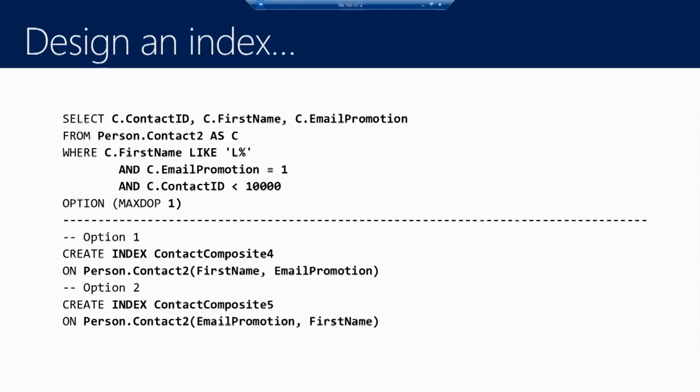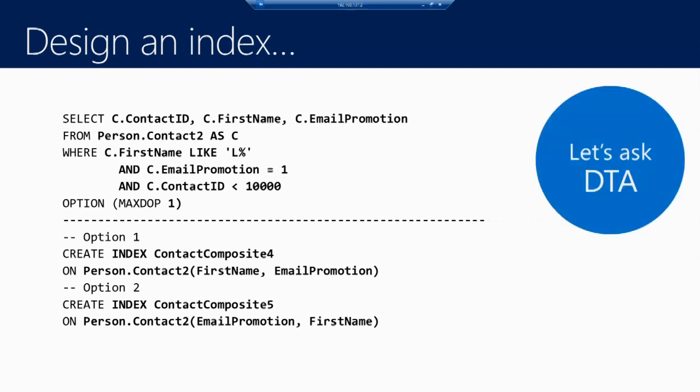You create either of the indexes. I'm sure you don't want to create both. You create either of the indexes, and it's going to be a covering index, right? But the question is, which index do you create? You know the selectivity factor, right? First name is highly selective, followed by email promotion, followed by contact ID. That's the order of selectivity.